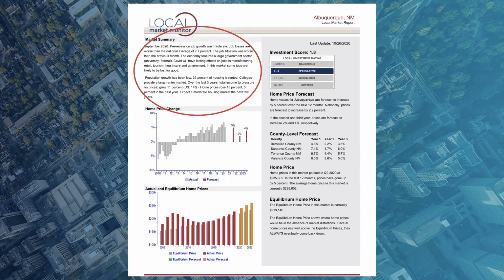The commentary at the top summarizes the current conditions. The first paragraph is about the local economy in general. The second is more specific to real estate.